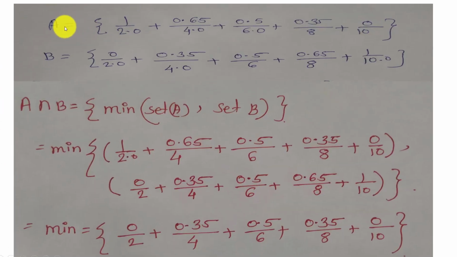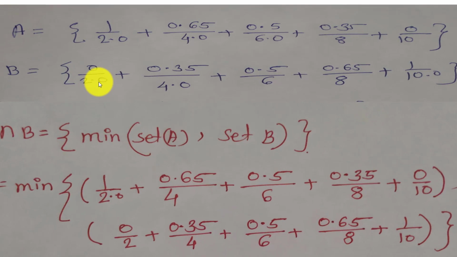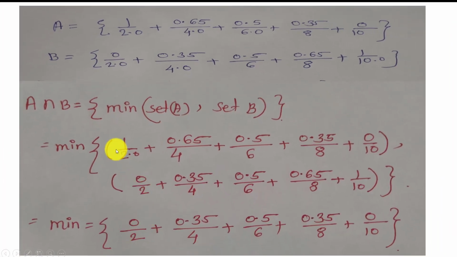Here the two sets A and B have the same denominator. While I consider the minimum value, for element 1 and 0, the least degree is 0. So while I am writing the set A and B, comparing them and finding the minimum value, I write 0 divided by 2. Again, 0.35 is the minimum value, so I write 0.35 divided by 4.